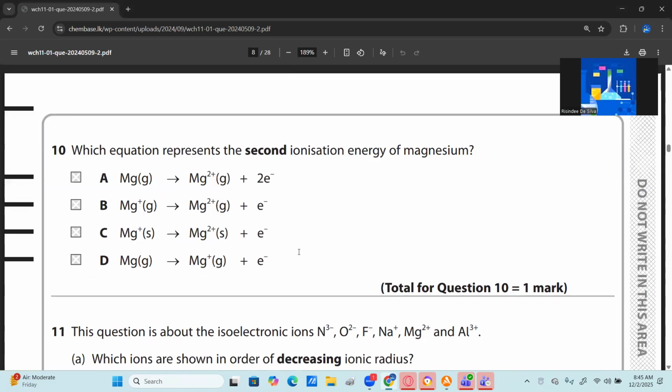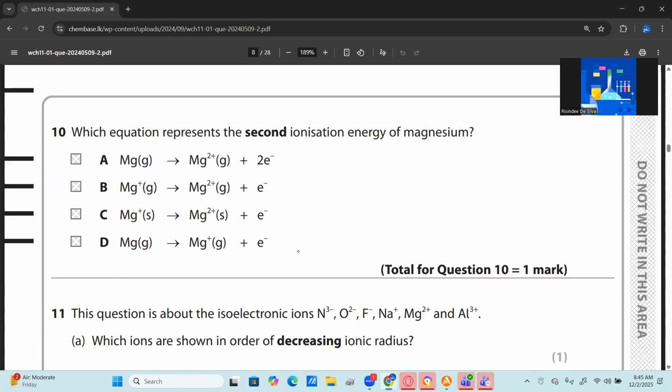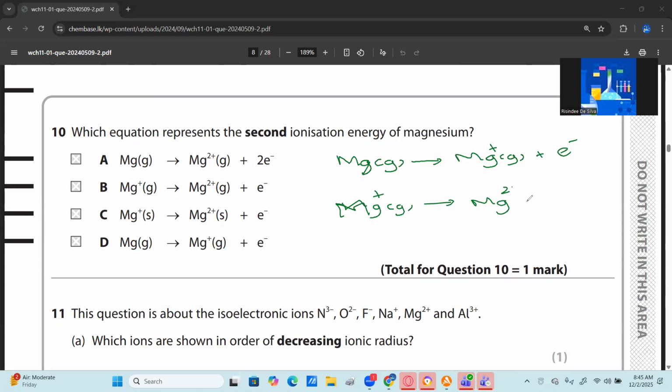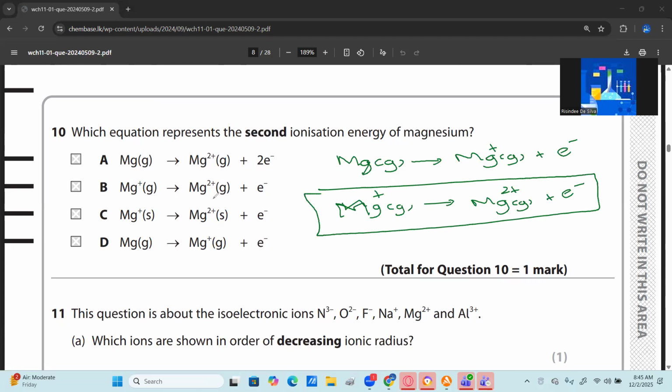Which equation represents the second ionization energy? Okay. So if I write the equation for the first ionization energy, always we are removing an electron from a gaseous element. This is for the first ionization energy. We are removing the second electron from the charged ion to form Mg2+ by the removal of one electron. This is the equation for the second ionization energy of magnesium, and it is given by B.